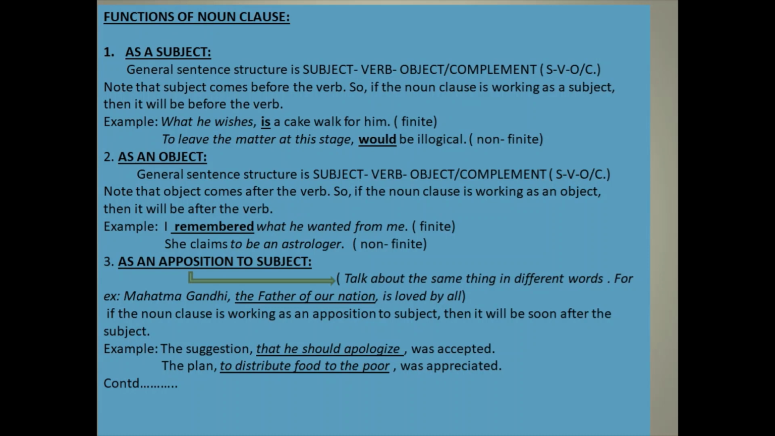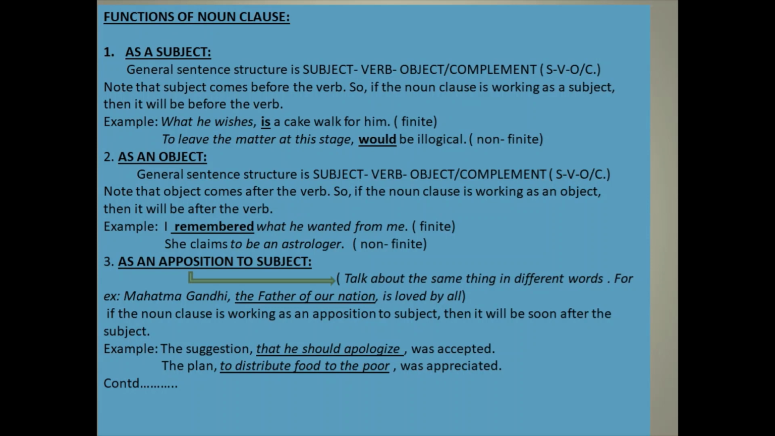Okay. Now, if a noun clause works as an apposition to the subject, and I had discussed it during the phrases session what an appositional phrase is. But anyway, I told you that usually the appositional phrases are found in the noun clause or noun phrase. So here, what is an apposition? An apposition is when you talk about the same thing in different words. I give you an example of apposition, not the noun clause here, but the apposition.